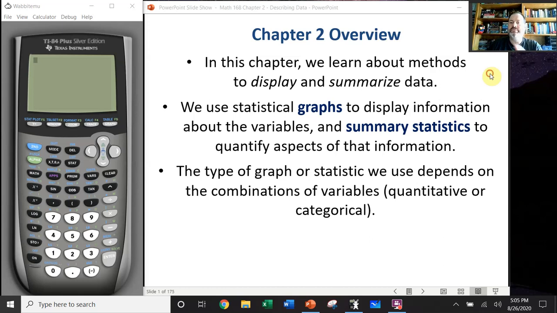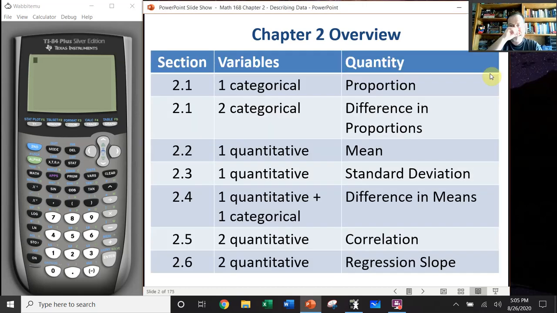So again, just a little 2-slide overview here. This is what we're going to be doing. So this video will be section 2.1 only. So we're going to look at what happens when we have one categorical variable or 2 categorical variables in a study. And we're going to see examples of what can go on.